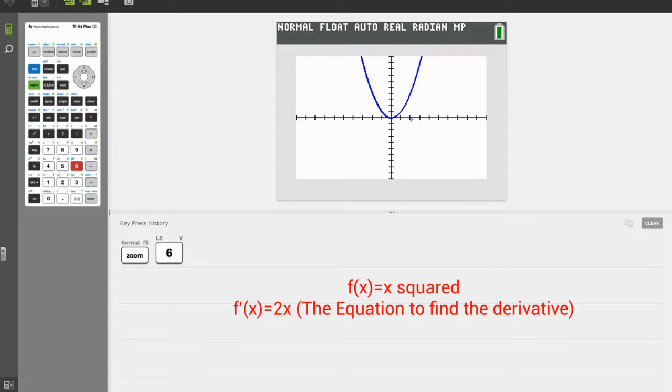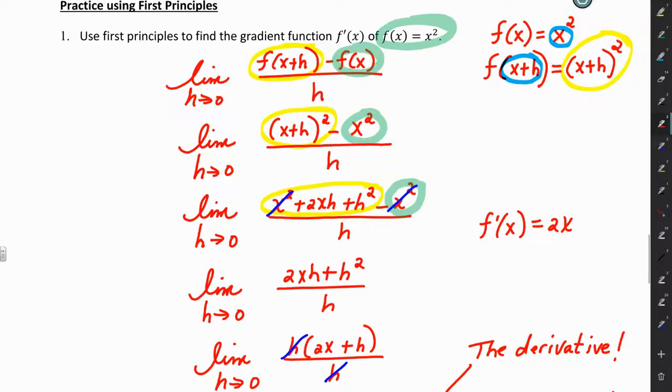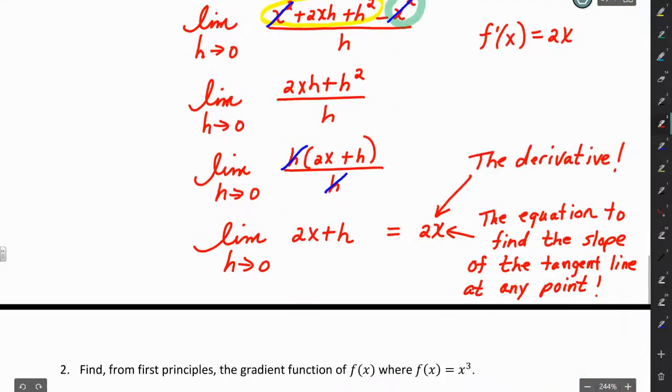Let's say I put x equals 2 into my derivative. At the value of x equals 2, well, 2 times 2 is 4, I'm going to have a slope of the tangent line of 4. So hopefully you're starting to see a little clearer what we mean by the derivative. It's the equation to find the slope of the tangent line at any point on the curve.